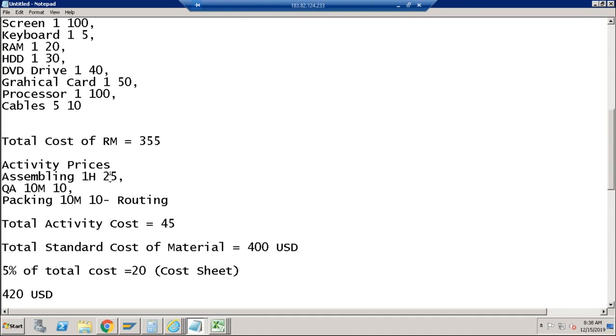But as of now, at least if you got the rough idea that in order to determine the cost of the product, I need the BOM, I need the routing, I need the cost sheet. These three things are sufficient as of now. So at least if you are able to correlate what is BOM, what is routing, and what is cost sheet, then we can go to the next thing. Any question till now?